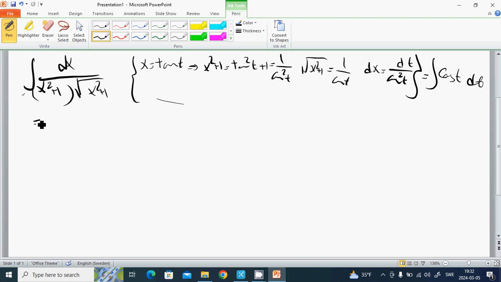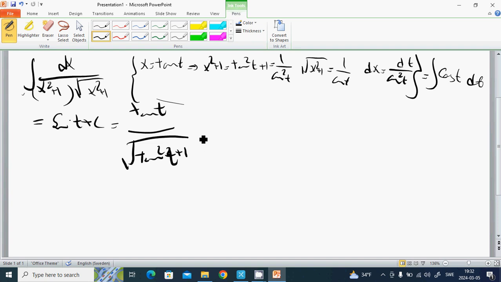Which is sin t + c equals sin of (arctan x) + c, where t is arctan x. And we are going to write sine as tan t divided by the square root of (tan² t + 1), plus c, which is x divided by the square root of (x² + 1) plus c.